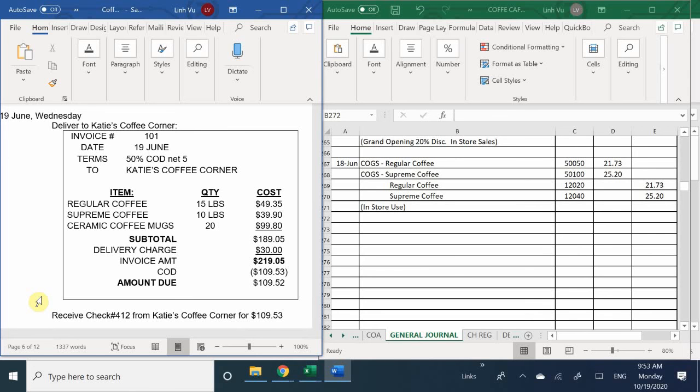Okay, here we have Katie's Coffee Corner, which we've quoted that the total amount she's going to pay is $219.05. All right, if she wrote us a check for 50% COD upon receiving the items, that means she owes us a remaining 109.52. Okay? So, how am I going to record this entry?